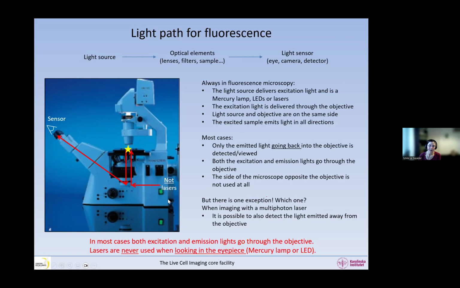So here we have the light path. We have the lasers, that's also something. The lasers are never used when looking in the eyepiece. So we always use either mercury lamp or LEDs. So this light, which is not lasers, will come in here. It will go through the objective. The sample will fluoresce, and the fluorescence that goes back into the objective will then be sent to the eyes, and that cannot be a laser.